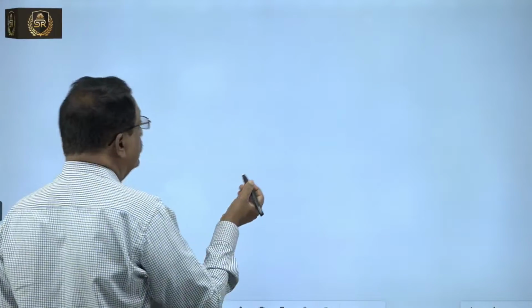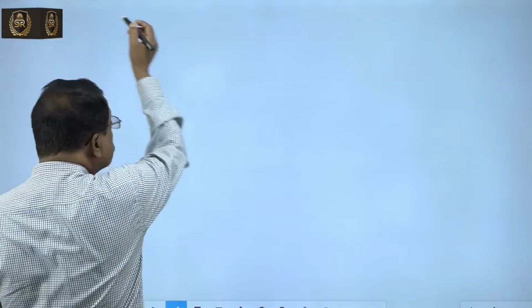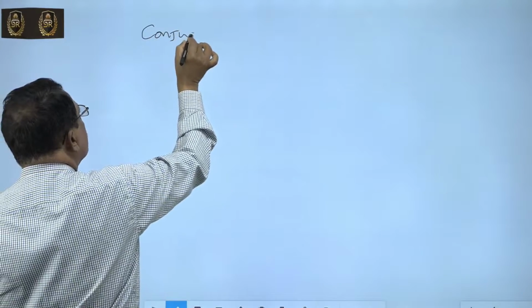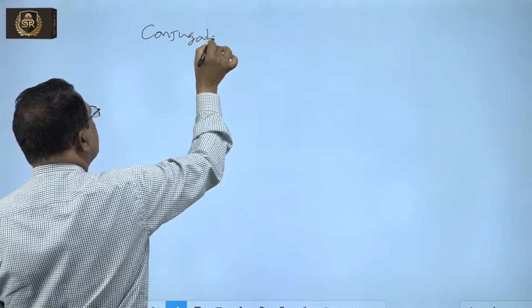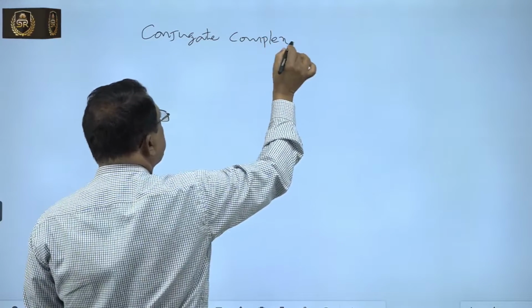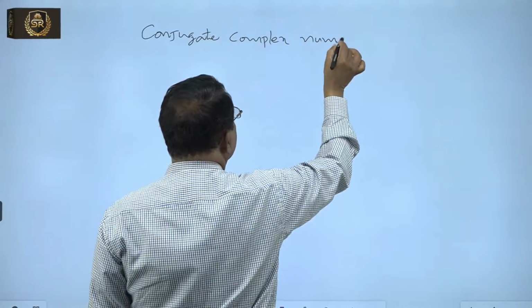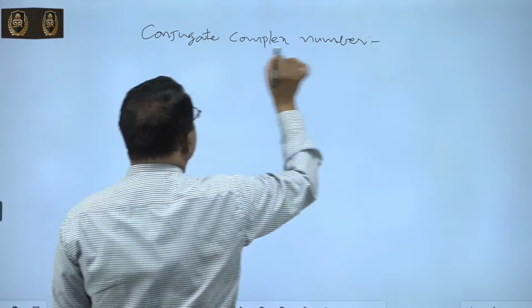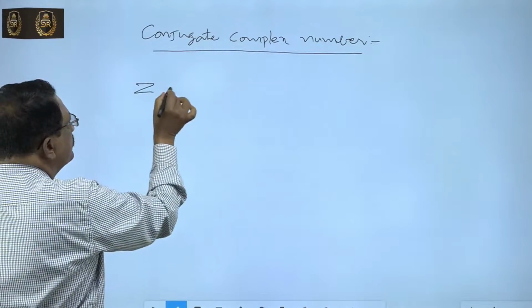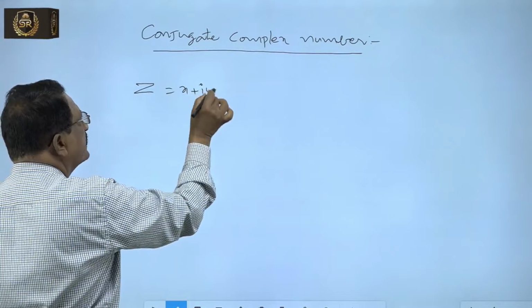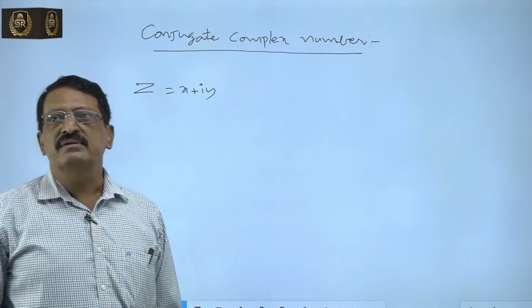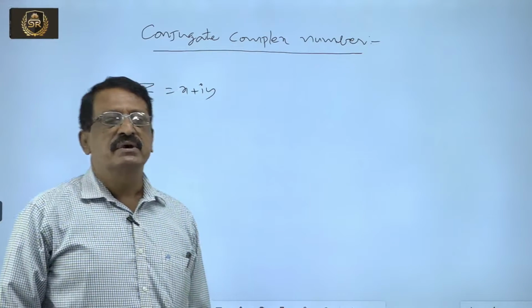Next, conjugate complex number. If a complex number z equals x plus iy, then its conjugate z bar equals x minus iy.